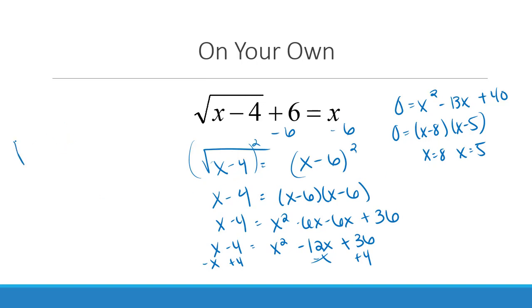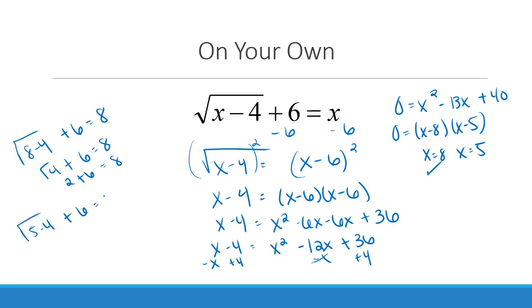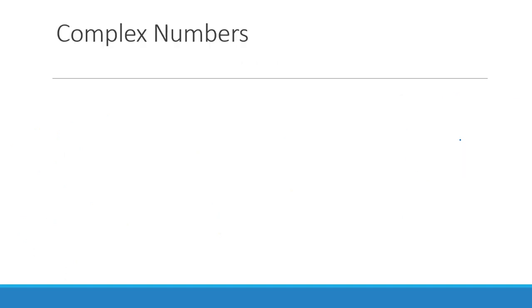Now I do want to check my answer, so I'm going to plug it back into the original equation. Does that equal 8? So this is the square root of 4 plus 6 equal 8. Well, yes, it does, because 2 plus 6 does equal 8, so we know that 8 checks out. Now let's check 5. This is the square root of 5 minus 4 plus 6. Does that equal 5? Well, this is the square root of 1. Now, does 1 plus 6 equal 5? And the answer there would be no, so this one does not work. So the only one that works would be 8.